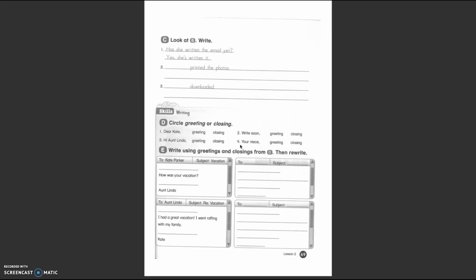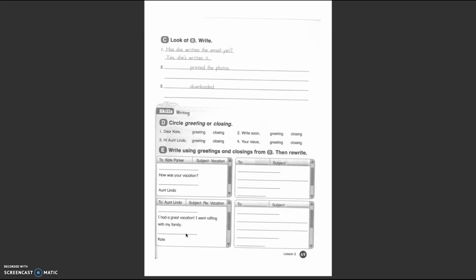And then what is it going to say? Write soon or your niece? If she's the aunt, it's impossible. It says your niece, because the niece is Kate. So, write soon. And then Kate answers and she says to Aunt Linda, Hi, Aunt Linda. Very good. I had a great vacation. I went rafting with my family. And the closing, because Kate is Aunt Linda's niece, says your niece, Kate.